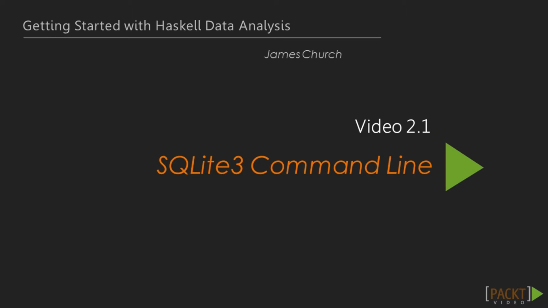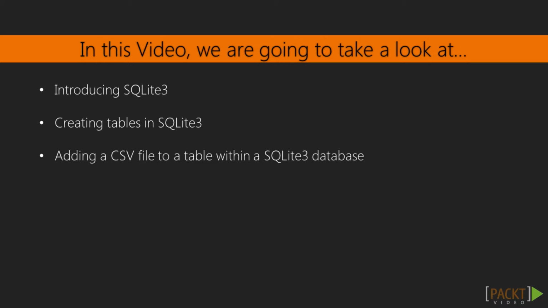So this video is going to be a primer on SQLite 3. There's actually not going to be any Haskell code in this video. We're going to take a moment and translate a CSV file into SQLite 3. In this video, we're going to take a look at introducing SQLite 3. We're going to create a table in a SQLite 3 database, and we're going to add a CSV file to that table that we created in our SQLite 3 database.